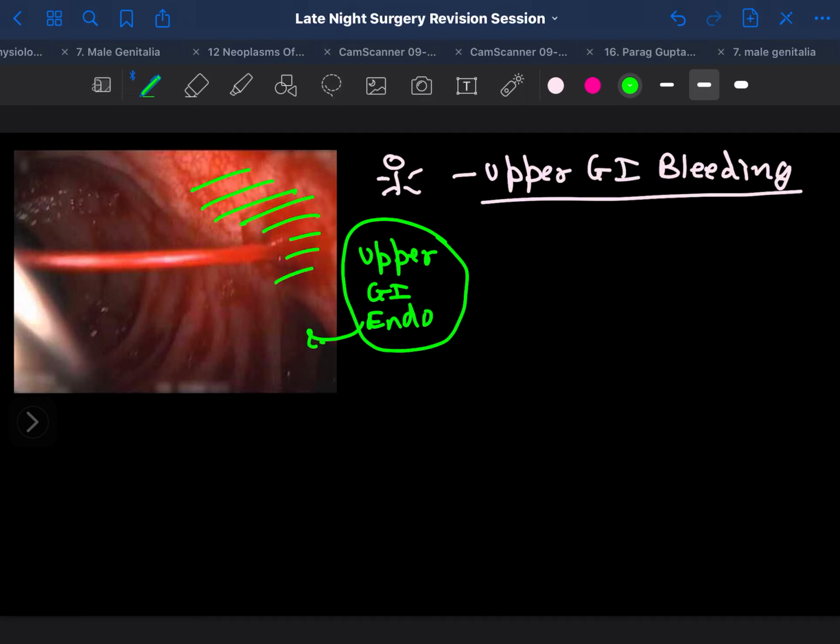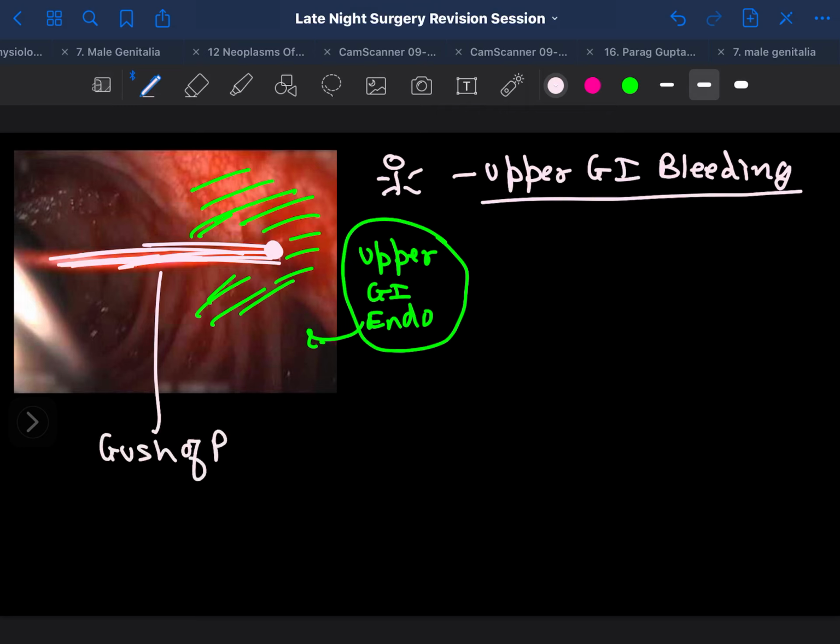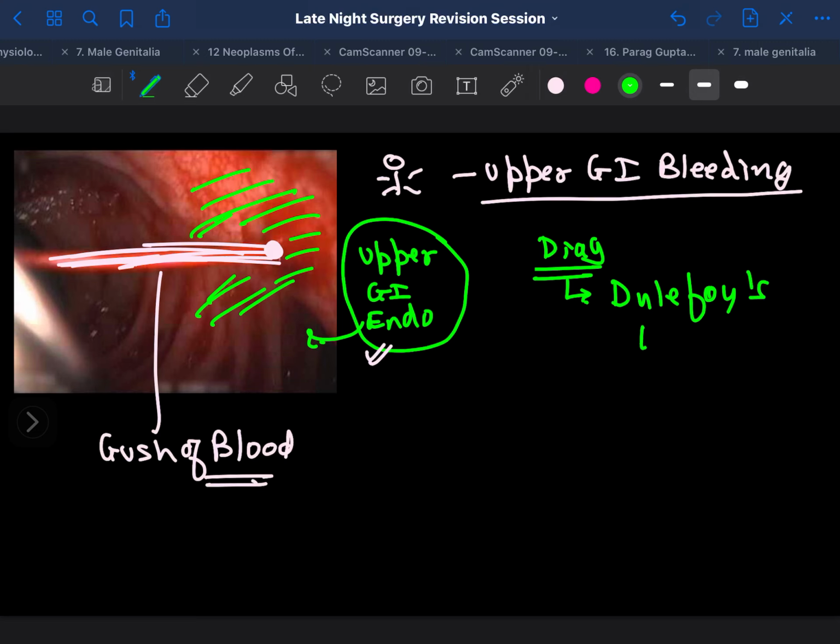Now what you're basically seeing over here, in the surrounding mucosa, are you seeing any growth or something like that? No, right? It is kind of normal. Then what do you have? You have this one pinpoint source, and from here a lot of blood is coming out, like a gush of blood. And the surrounding mucosa is normal. So what does this suggest to you? What is the diagnosis of this patient? It's an important thing, guys. The diagnosis over here is called a Dieulafoy lesion. This is a Dieulafoy lesion.